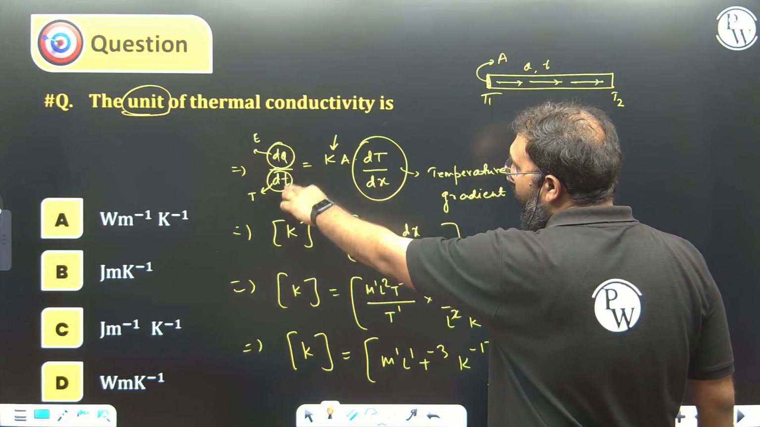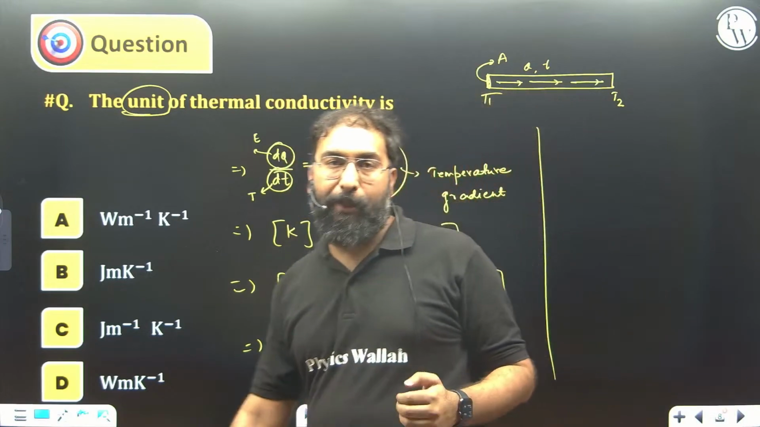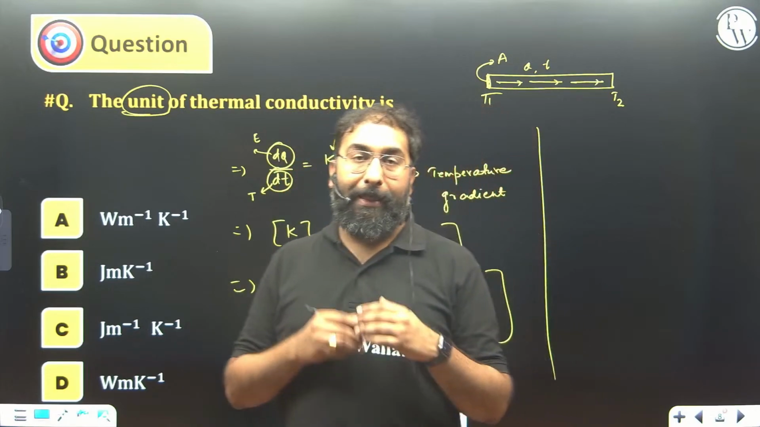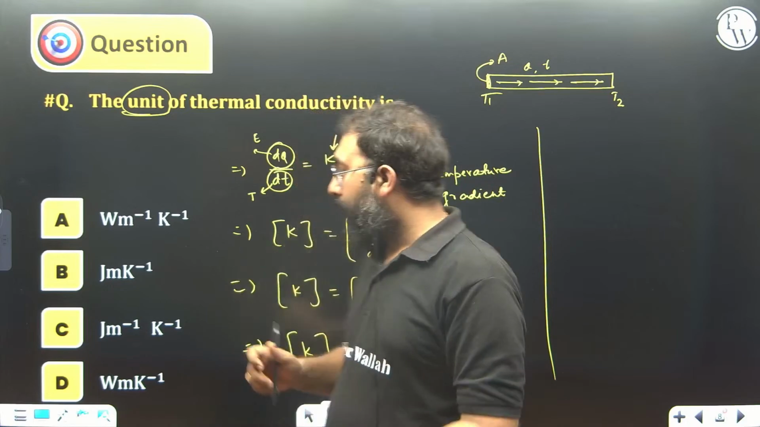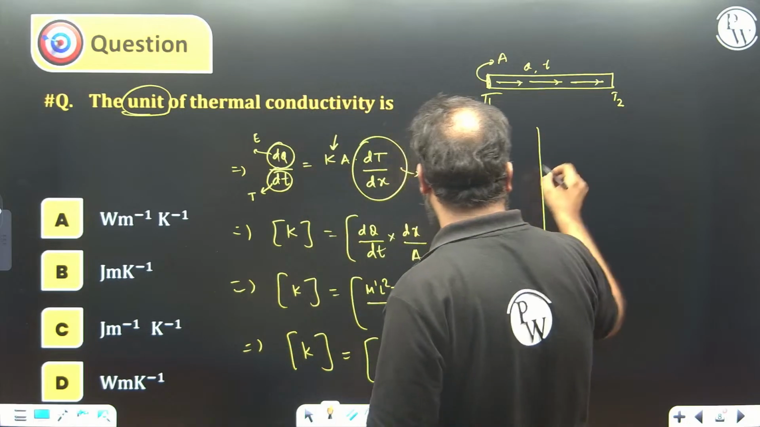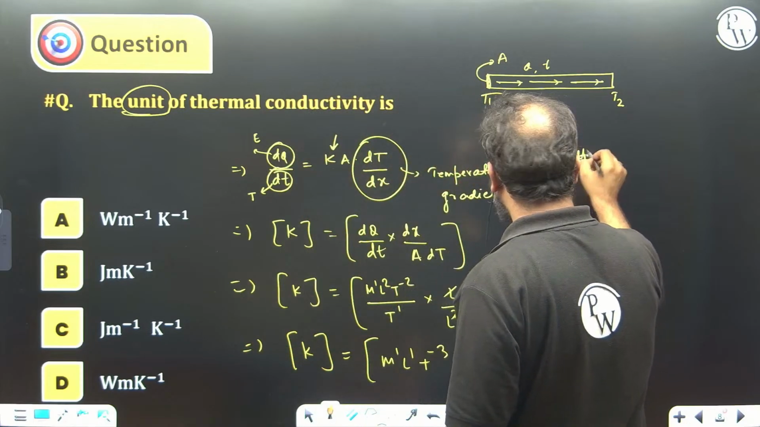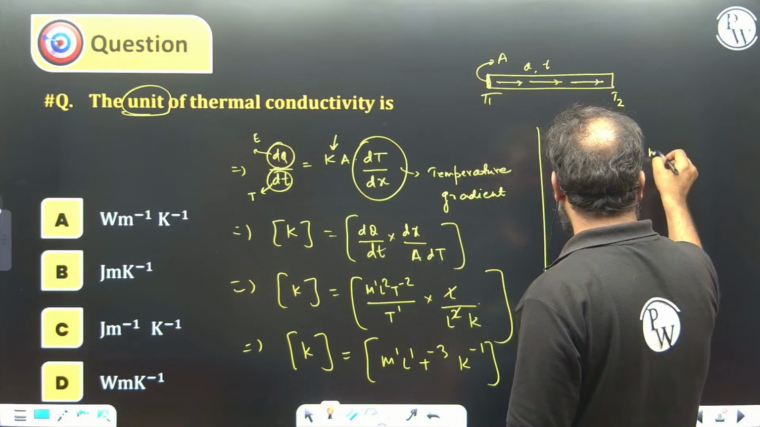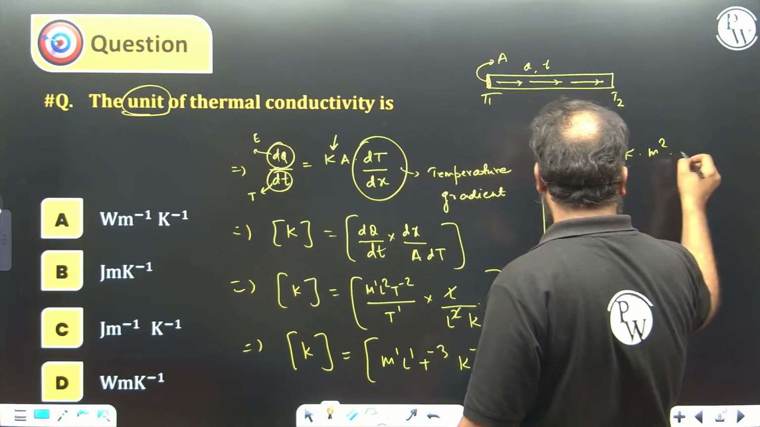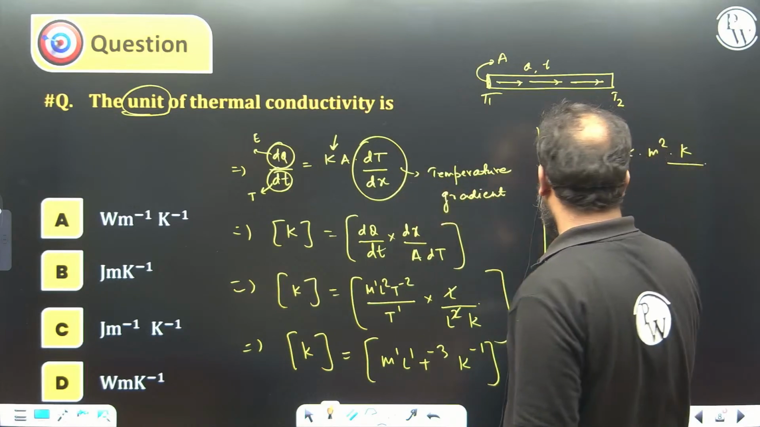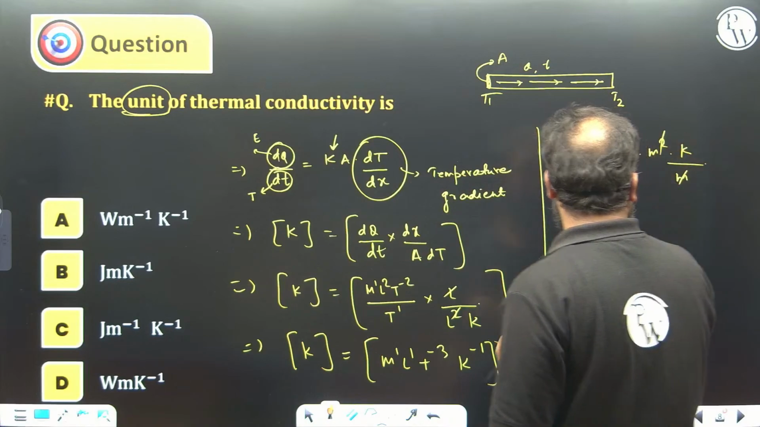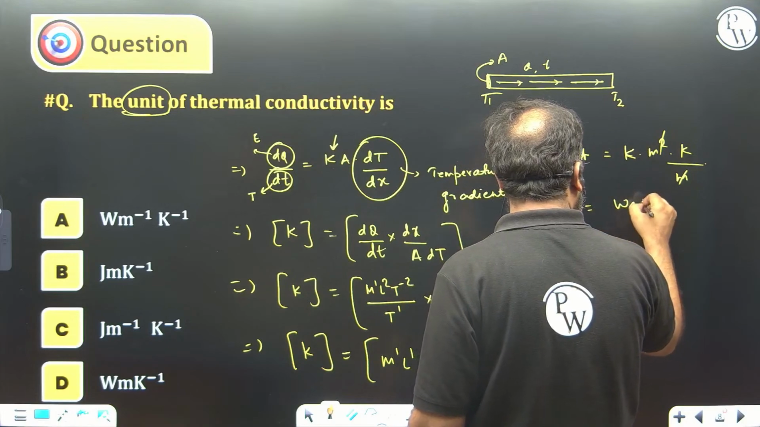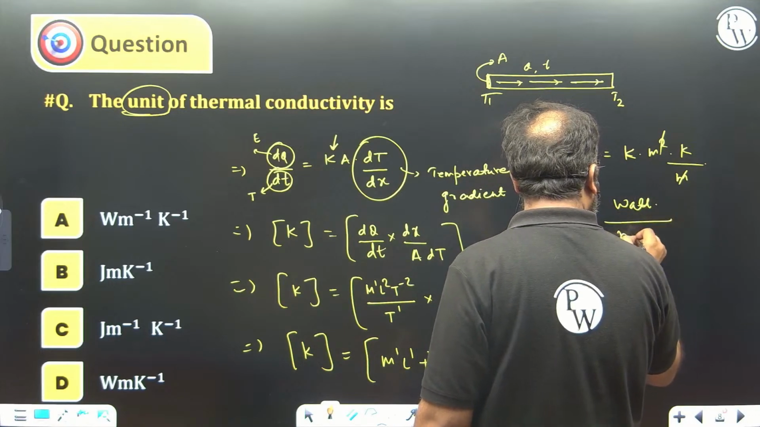This is energy per unit time, and energy per unit time is power. The rate of doing work is known as power, and the SI unit of power is watt. So this dQ by dt will have the unit of watt, and then this is K, and this is meter square, this is Kelvin, divided by this is meter. Okay, it will get cancelled. So this K will have a unit of watt upon meter into Kelvin.